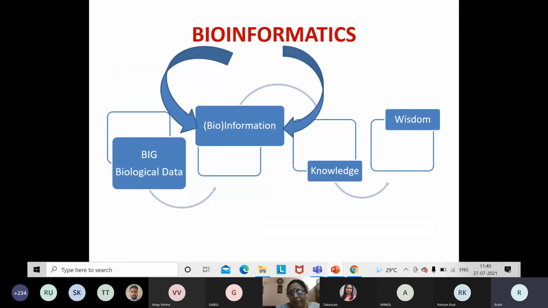So this is where I want to emphasize that since this is an era of big biological data, which is very challenging for the human mind, it is with the help of computers, or the computational ability, that bioinformatics has come into playing a very important role to transform this big biological data into information, or with the help of human intervention, from information to knowledge.